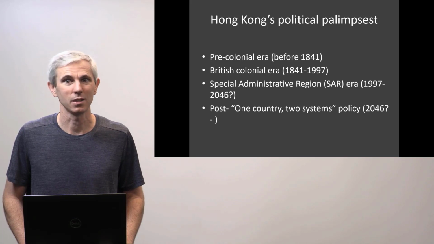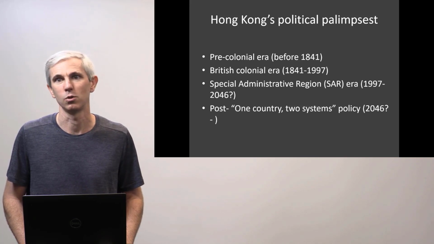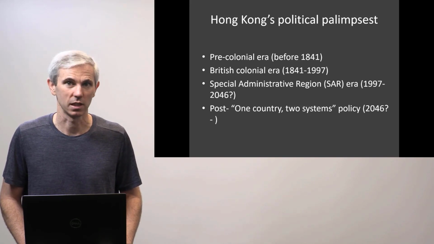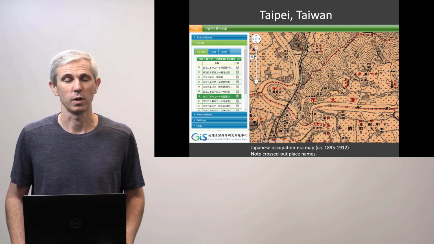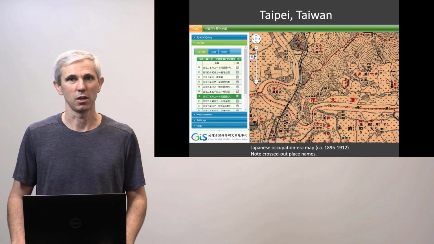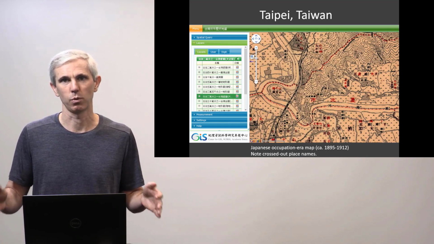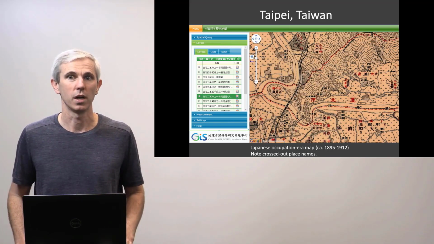And one can only speculate at what the post-one country, two systems policy and period is going to be like, one that is allegedly going to start in 2046. Every place, you could say, is also a palimpsest. Scholars have now taken all of the historical maps of Taiwan and created this digital humanities project where you can layer the different maps one on top of another.